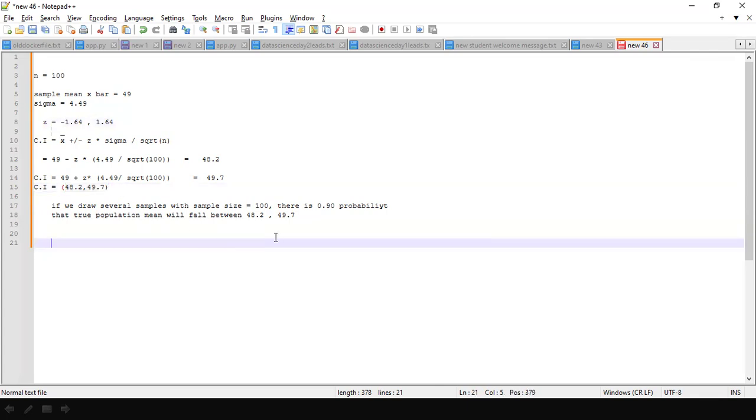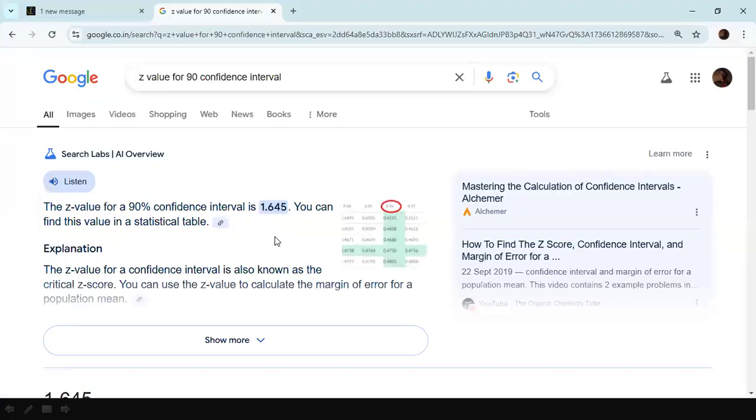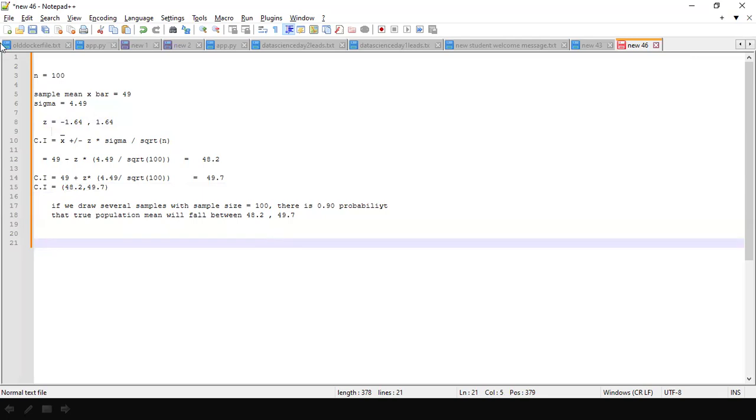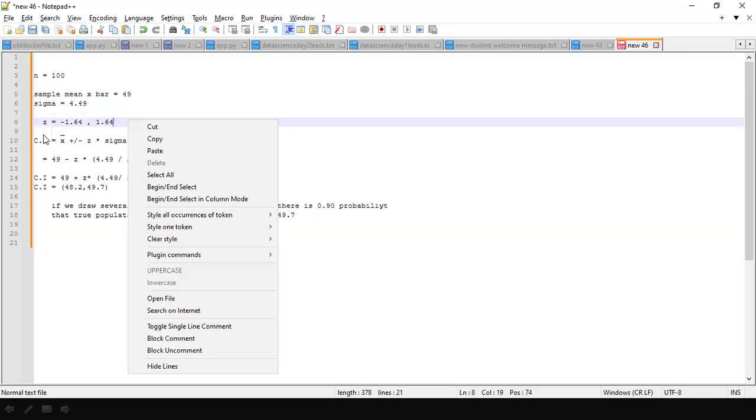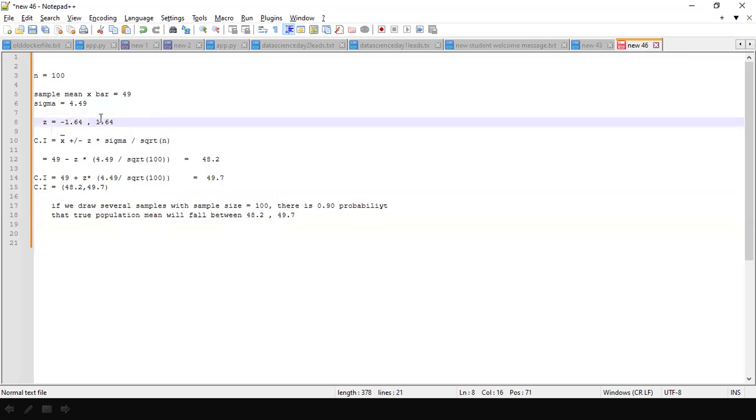So on the internet, how do you search it? Z value for 90. Because here we know the X bar, the sample mean was given, sigma value was given, N value also given, but Z we do not know, right? So Z values, you need to search in Google. Basically, what we do is look at the Z distribution table, but you don't have to go through the Z distribution table every time. You just do a Google search, and you will get this one.